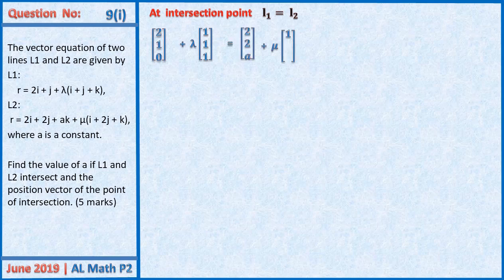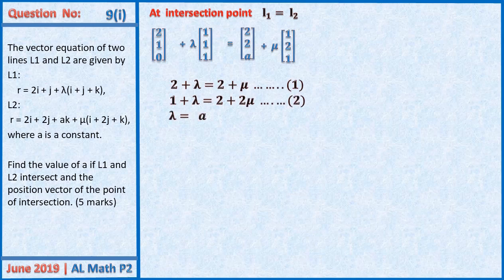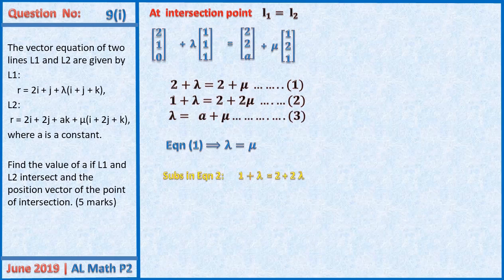So equating coefficients, we have 2 plus lambda equals 2 plus mu, equation 1. Then you equally have 1 plus lambda equals 2 plus 2 mu, equation 2. And lambda is equal to a plus mu, equation 3. From equation 1, we see that lambda is equal to mu. You substitute in equation 2, you have lambda to be equal to minus 1, and therefore mu is also equal to minus 1. Therefore equation 3 now becomes a equals 0.